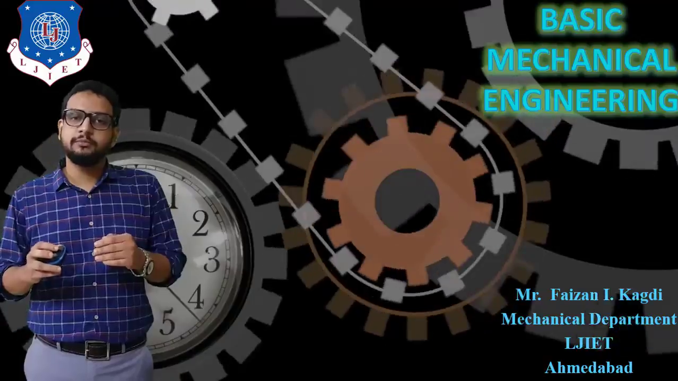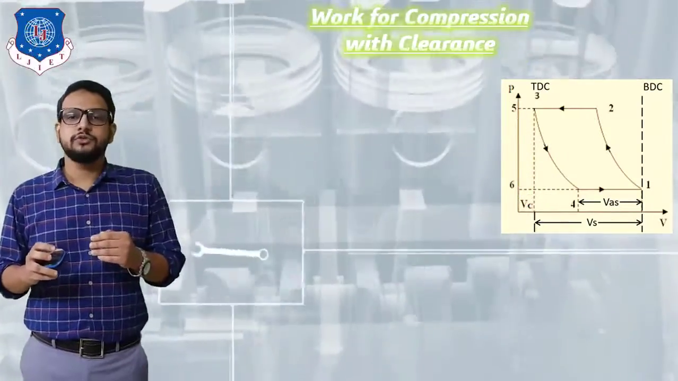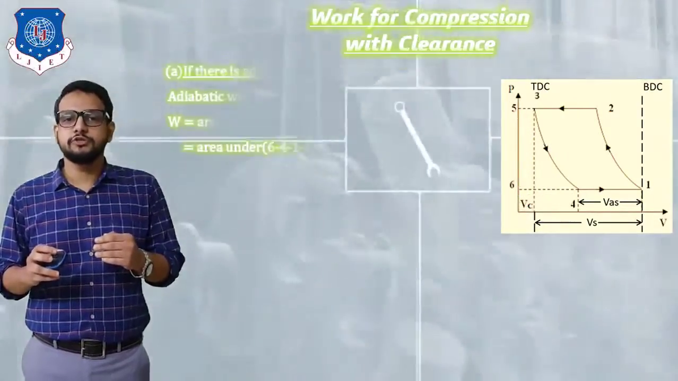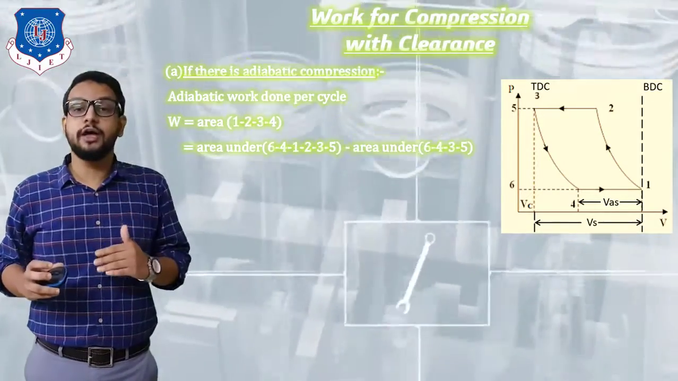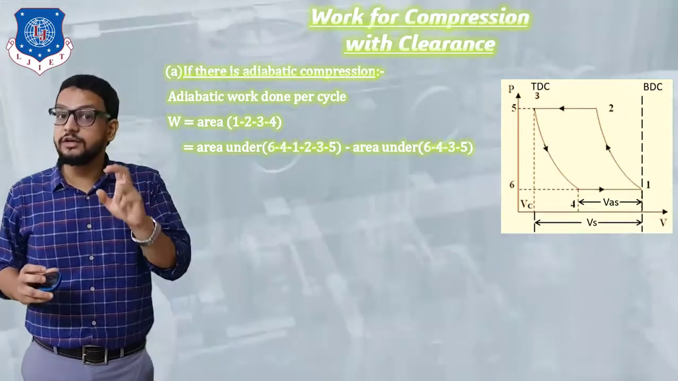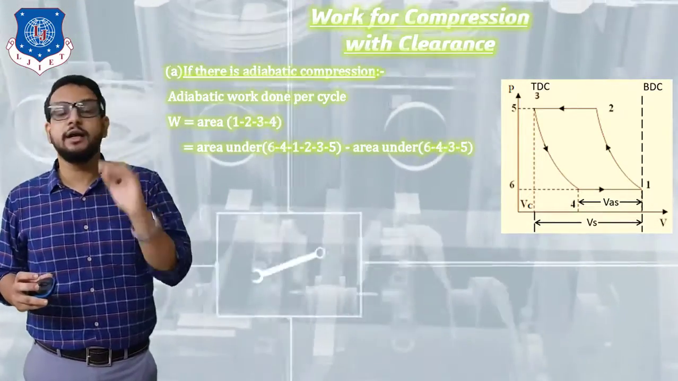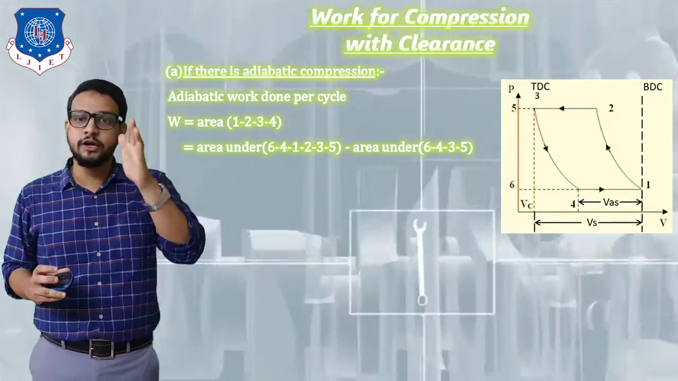So let's quickly begin with our topic of compression with clearance. The PV diagram is displayed on the screen. Let's understand this pressure versus volume diagram. For this we need to consider our case. Remember, there is a clearance between the cylinder head and the top dead center. Clearance volume is provided, so think accordingly.